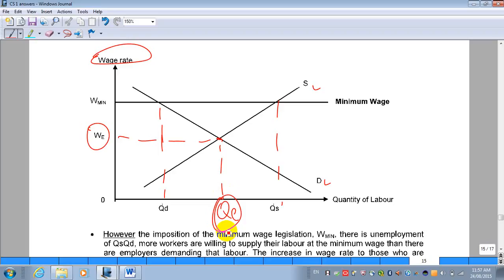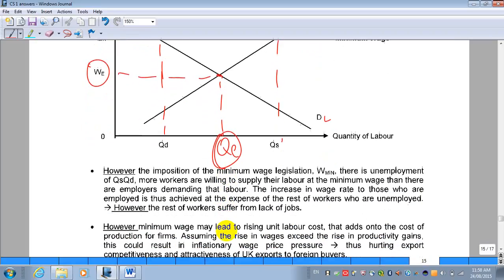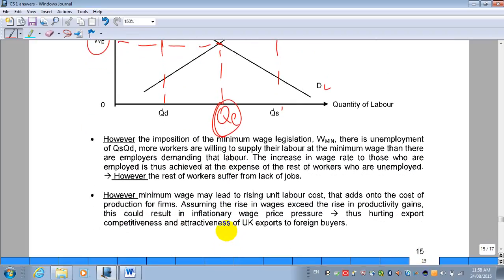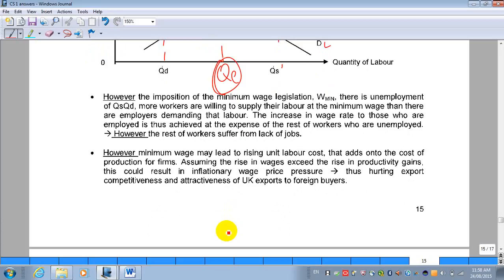But let's say the government says, hey, the wage rate as determined by market forces is too low. I need a higher wage rate. We need a minimum wage. That WE is too low. We need a higher wage rate. We need a minimum wage so that workers will have a higher wage to support their living, right? Their cost of living, right? To pay for their cost of living.